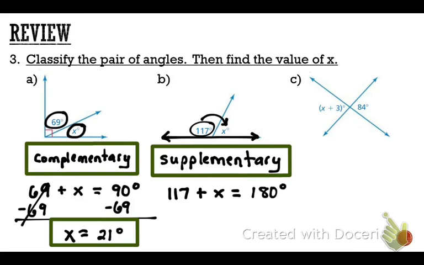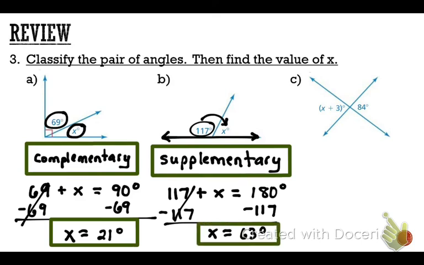All right, you want to get x by itself, so I have to do what? Subtract 117 on both sides. Answer? 63 degrees. Huh? Oh, I put 128. That's okay. All right, we have one final thing here.